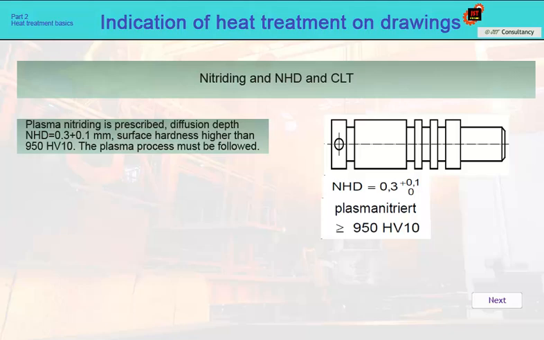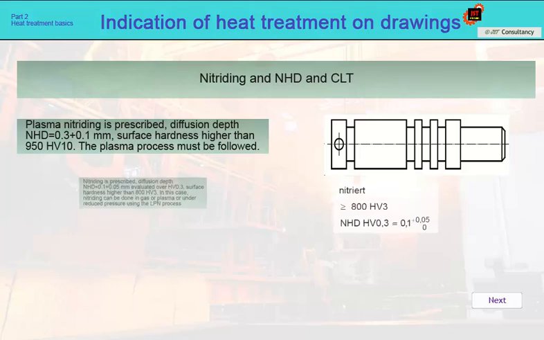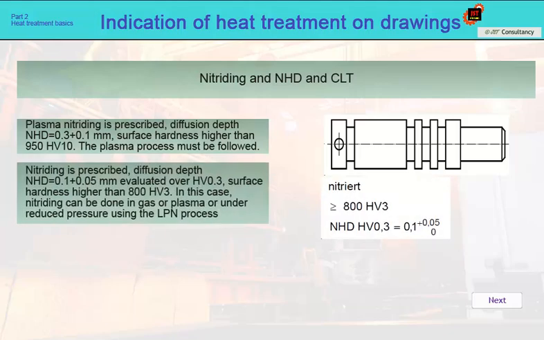These technologies are not interchangeable without customer approval. If the prescription is designated as nitriding, without mentioning nitriding in gas, then both processes are interchangeable. At the same time, however, this description shows how to prescribe a different NHD rating than is standardized. In this case, the diffusion depth is evaluated as the depth where HV 0.3 is used instead of HV 0.5, and 0.1 mm plus 0.05 mm should be achieved.